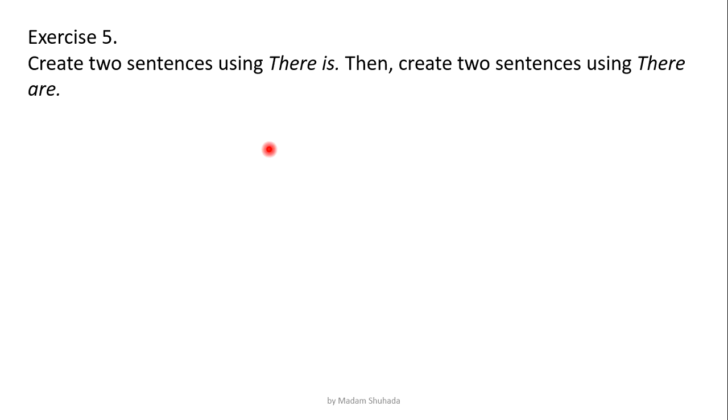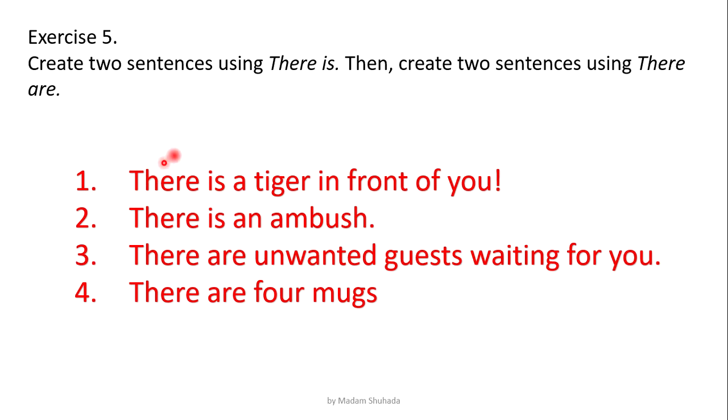Okay, now here are the examples. There is a tiger in front of you. There is an ambush. Number 3, there are unwanted guests. See, there is an s waiting for you. So when there is a letter s, it means plural. There are 4 marks. So this is plural, so we use are. I hope all of your answers are correct. I will check them. Don't worry, I'll check your answer and I'll let you know if your answers are correct or wrong.